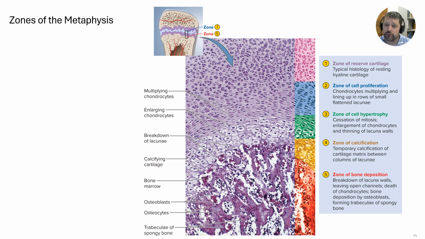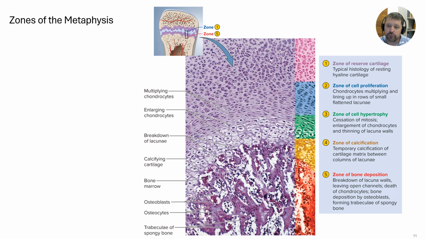All right, so let's look at these zones real quick. So the zone of reserved cartilage, this is where all these chondrocyte cells are going to be hanging out, not necessarily multiplying, but just what it says. It's a reserve of cartilage. Then you have this zone where the chondrocytes are going to be multiplying. That's proliferation. So they're going to start dividing and multiplying as much as possible.